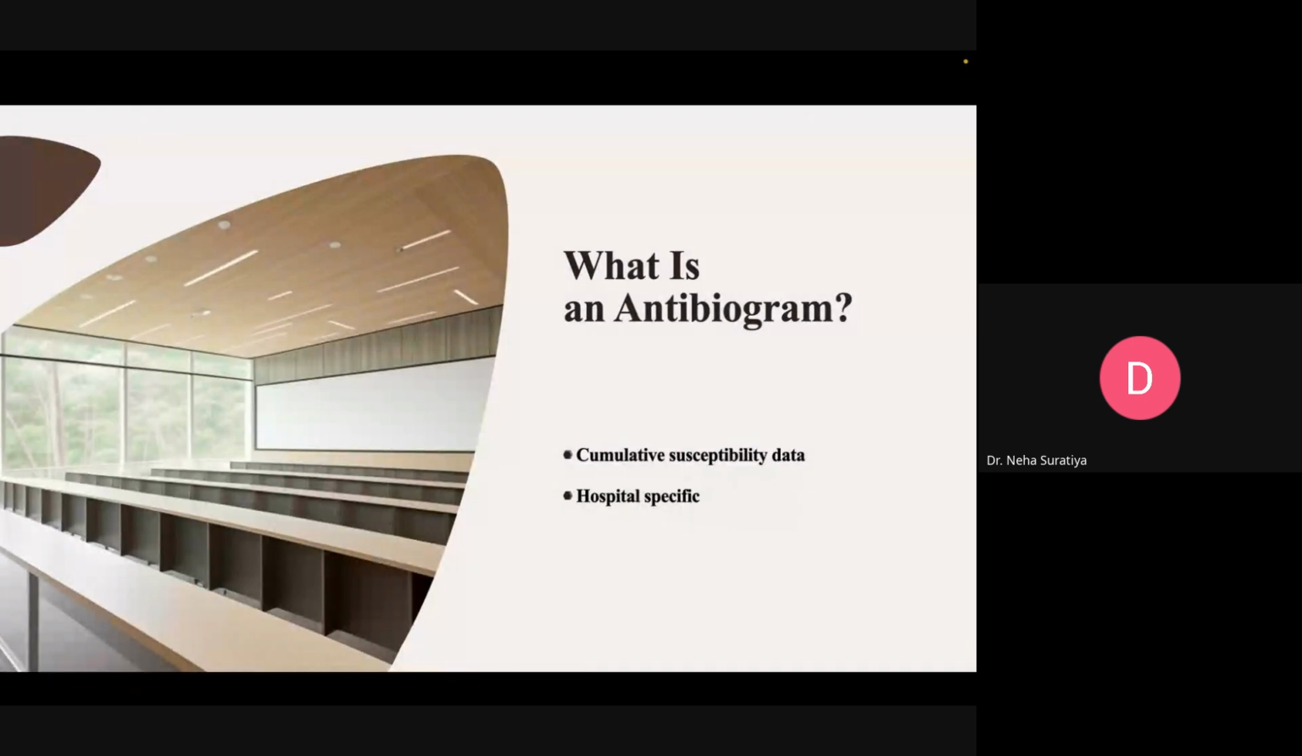But you need to understand that it is hospital specific, because whatever geographical area the clinical setting is in, whatever resistance pattern that setting is experiencing will be in the antibiogram. So whatever hospital setting you are working in, you should be aware of its own antibiogram, so you can understand which resistant strains are common in your geographical area. Okay, so this is the role of an antibiogram.